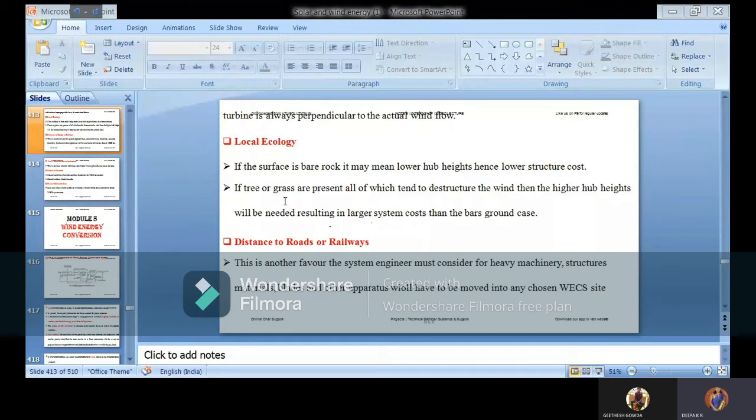And distance to road or railways. Definitely. Normally, this wind farm is not in a crowded area or forest area.